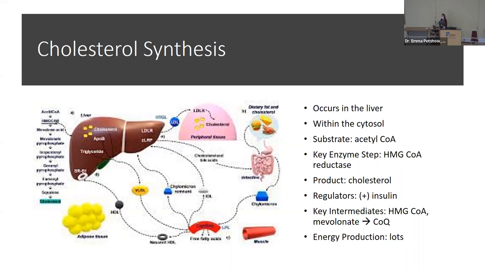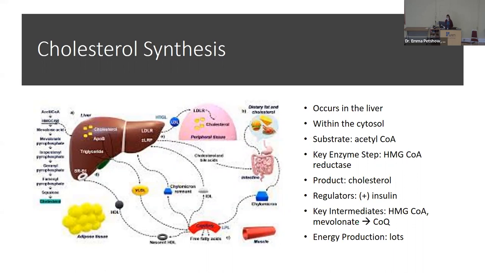But your key things here, the most common questions I see are about HMG-CoA reductase, location of cholesterol synthesis, location within the cell, the cytosol, and initial substrates. Those are probably my most common questions I see on the NPLEX for cholesterol synthesis.